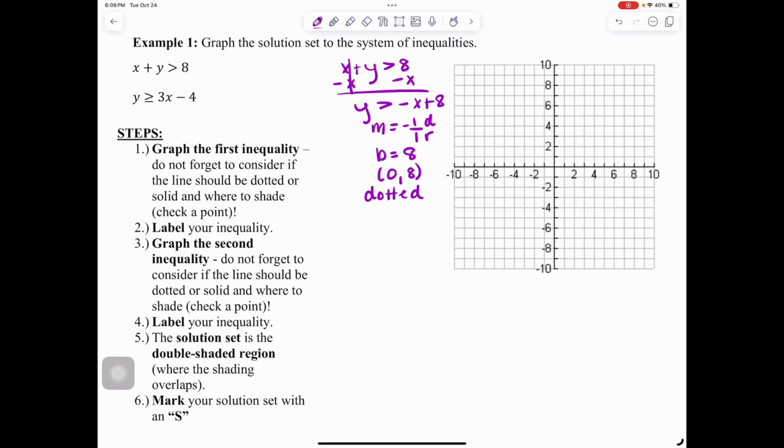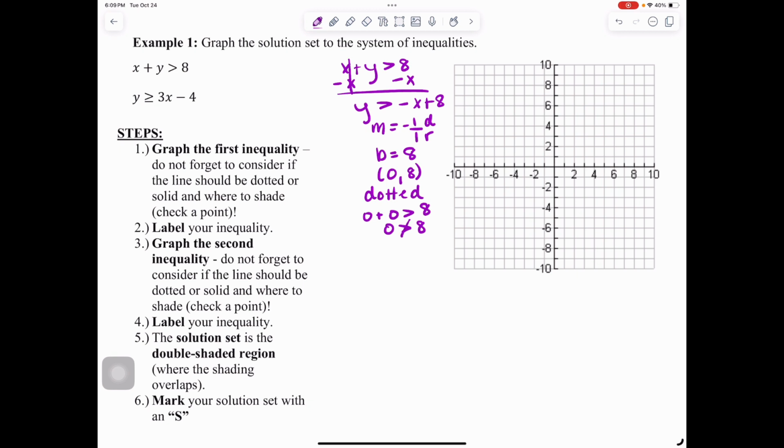And when it comes to figuring out where to shade, you want to check a point. If that point works, shade towards it. If that point does not work, shade away from it. So the point I like to pick most of the time is 0, 0, because I can do it quickly and efficiently. So I'll put in 0 for x plus 0 for y is greater than 8. 0 greater than 8 is not a true statement, so I know I'm not going to shade towards 0, 0.